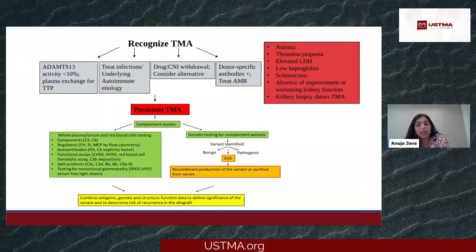And on the left in the green column, I mentioned some of the testings that your physician would order. And based on a combination of this genetic testing and your antigenic testing, you define what is going on with the patient and come to a diagnosis of whether this is complement-mediated thrombotic microangiopathy or aHUS. Next slide, please.